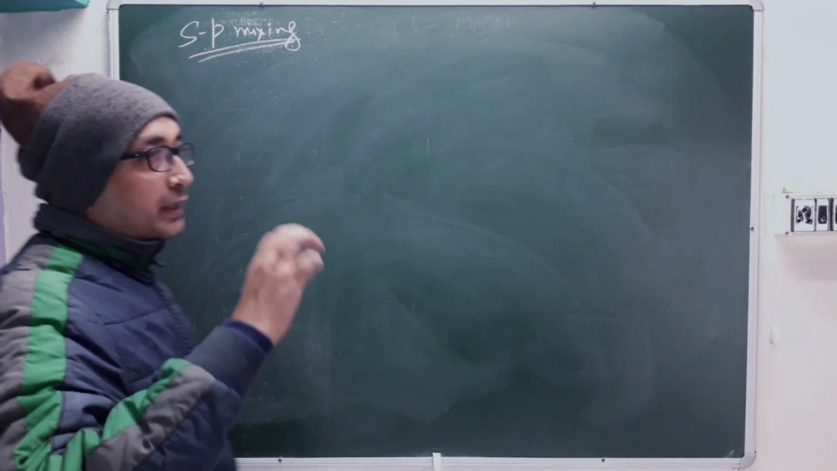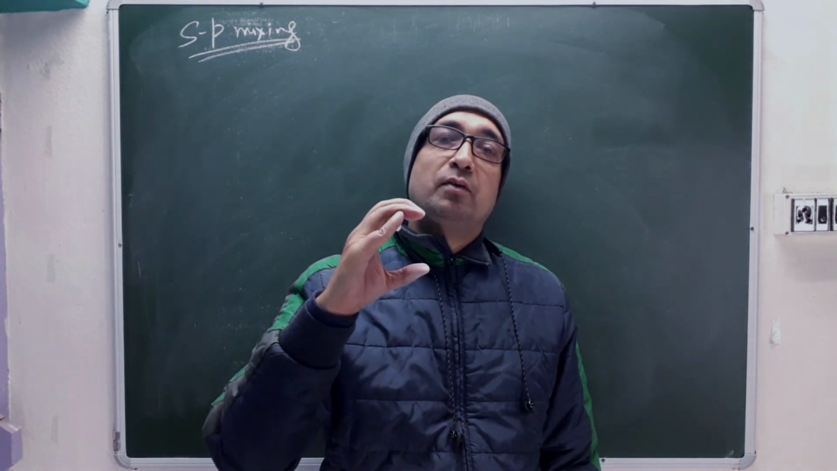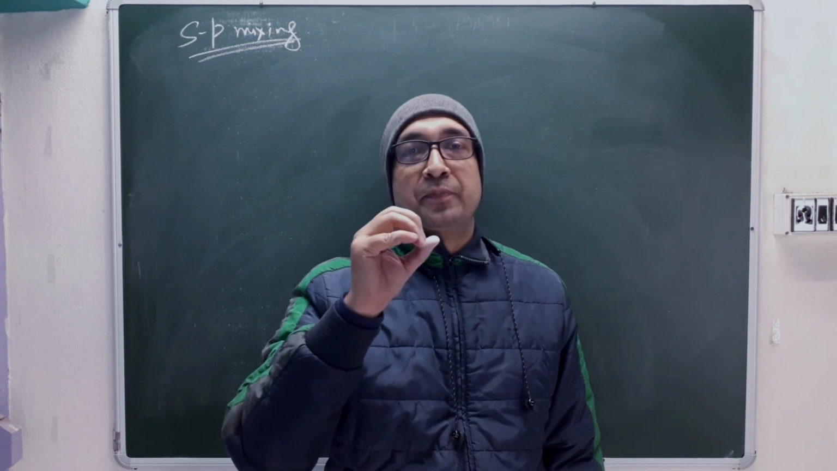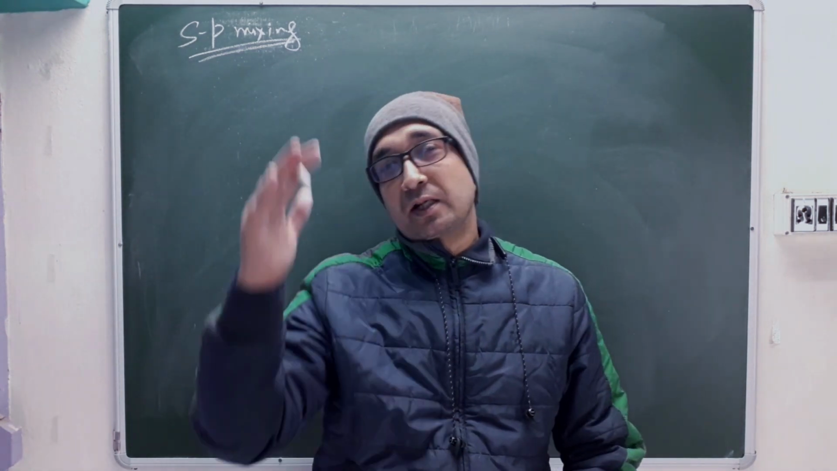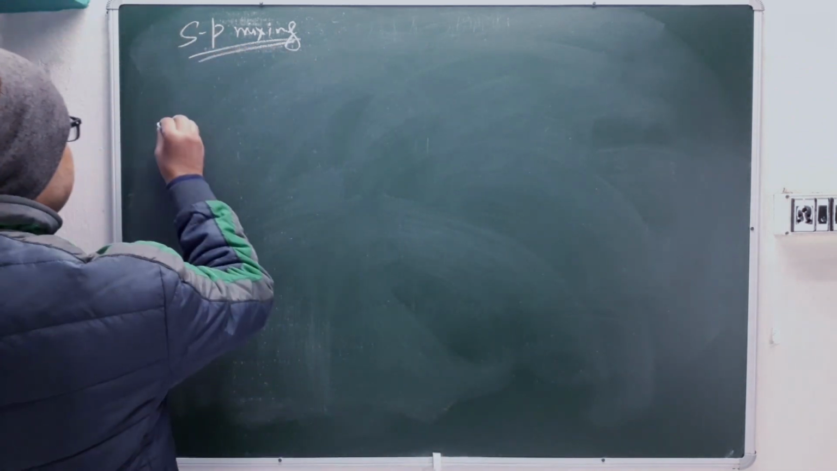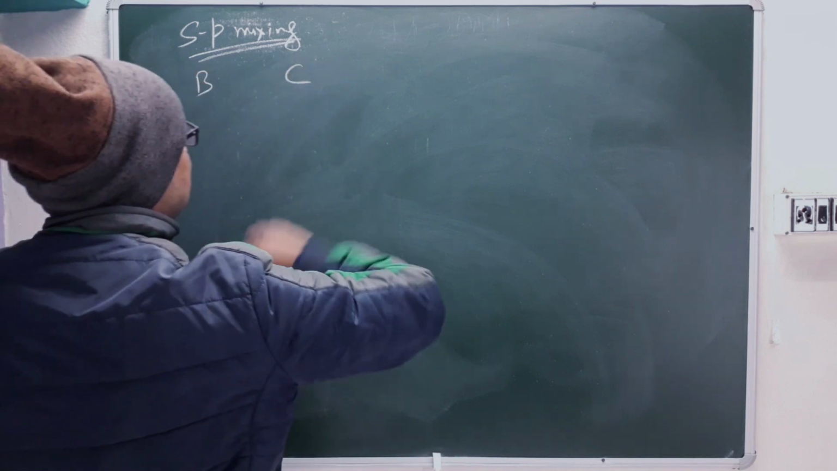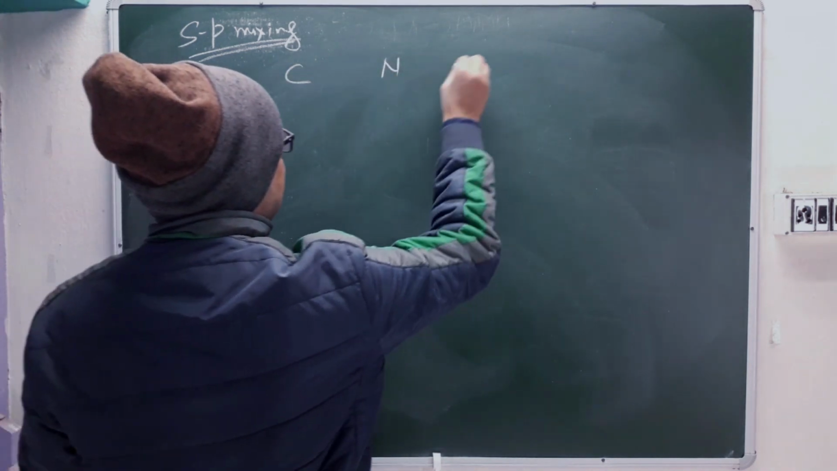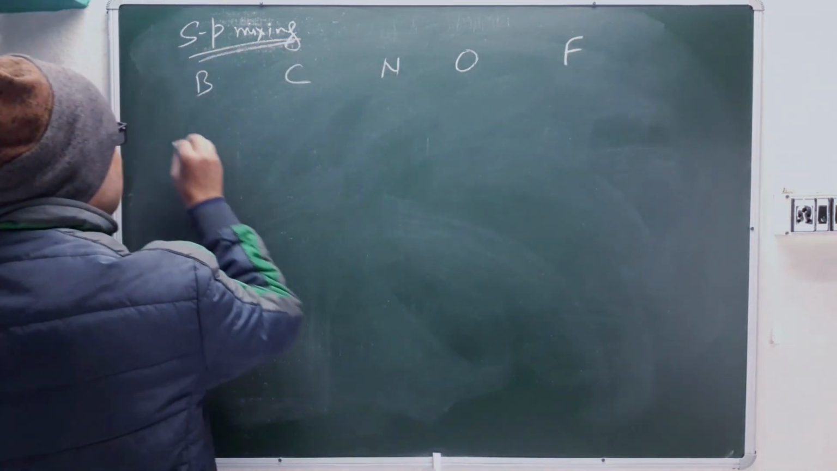If the energy gap between s orbital and p orbital is lesser, then it will mix up. If the separation between s and p is more, then that mixing will not take place. Correct? Let's see. This is for boron. This is carbon. This is nitrogen. This is oxygen. This is fluorine.